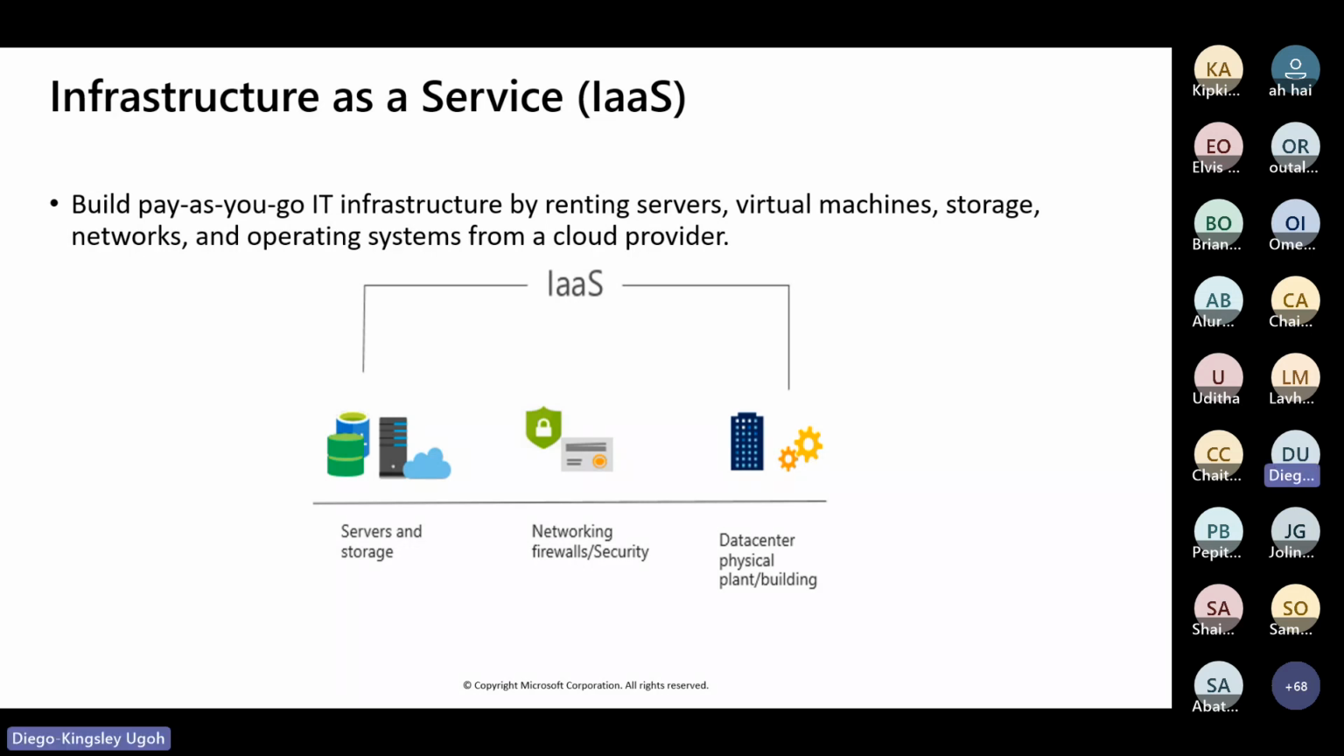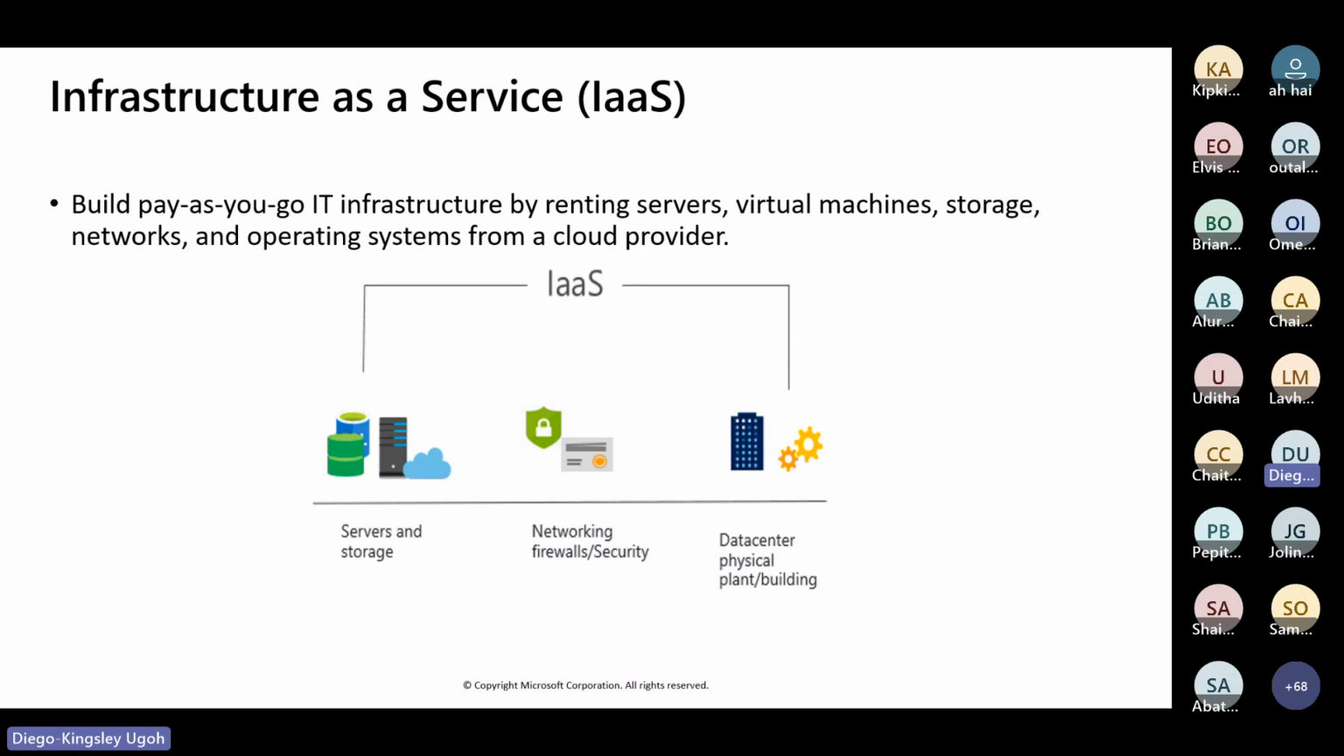The point I have here says you can build pay-as-you-go IT infrastructure by renting servers, virtual machines, storage, networks, and operating systems from a cloud provider. Now, when you look at the diagram on the screen, we see this is the cloud provider's environment, right? The cloud provider already has the data center. That's the physical building where the servers are located. The cloud provider also has the networking and the firewalls, security of those servers. The provider also has the servers in the data center and also the storage.